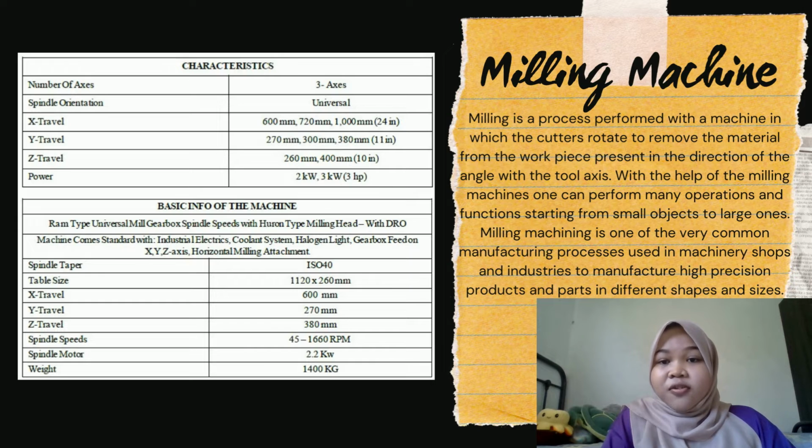Okay, here is the basic info about the machine. The milling machine is the RAM type universal mill with gearbox spindle speeds, with a Huron type milling head with DRO. Besides, the machine comes standard with industrial electrics, coolant system, halogen light, gearbox fit on the XYZ axis, horizontal milling attachment, and the spindle taper is ISO 40. The spindle speed is around 45 to 1660 rpm. Okay, let's move to the codes.